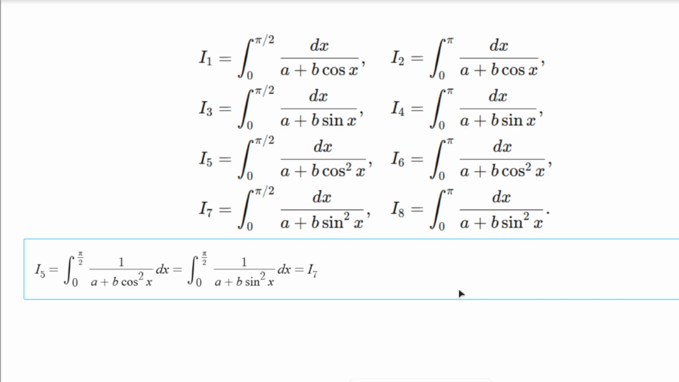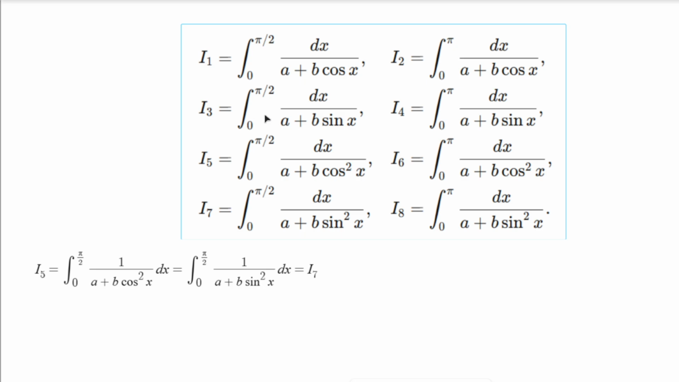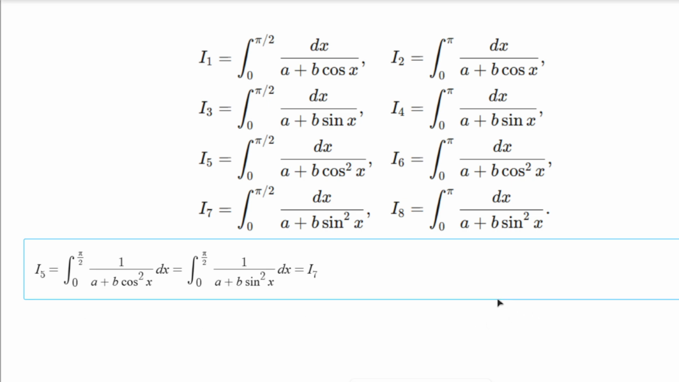All right. So I5, let's first notice that I5 is equal to this. That's stated. And that is also going to be equal to this by King's property, or by the substitution that u is equal to pi over 2 minus x. You can easily get that this is equal to this. And this is I7. This is integral 7 right here. So these two are equivalent. So if we solve one, we solve them both.